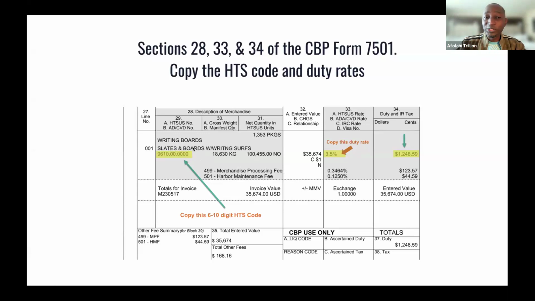It's going to tell you, you see mine, it says writing boards, slates and boards with writing surfaces. It should tell you exactly what it is. But if you go into my app, just put it in there. It's free. It will show you exactly how much you're paying and what your product description for that customs code is.